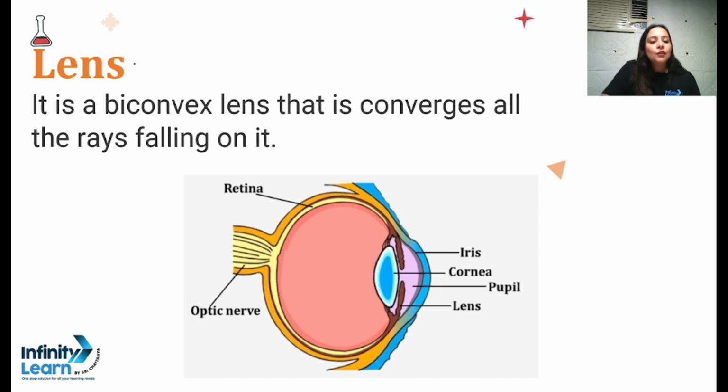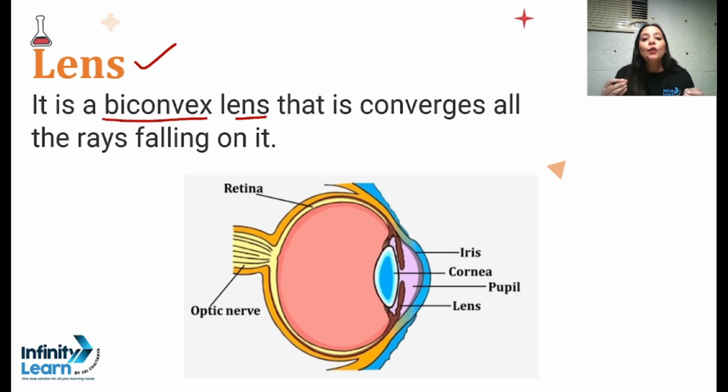Next, let's talk about the lens now. We know that the eye is an optical instrument because it has a lens inside it. So what kind of lens is that? It is a biconvex lens. It is not made up of any glass. It's a cellular structure which resembles a biconvex lens.